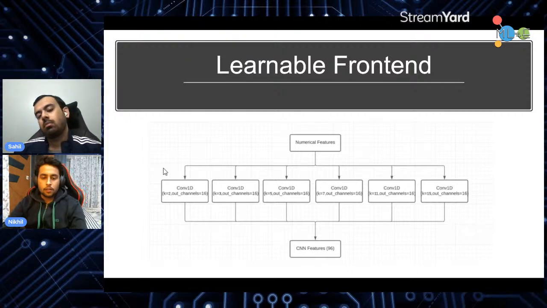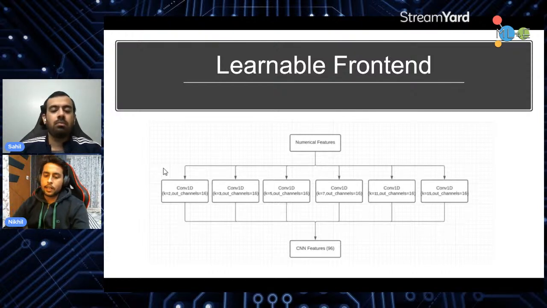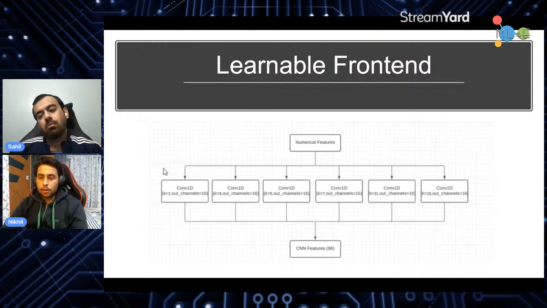Okay, so this is how our learnable front end looked. Instead of using only one CNN with a fixed kernel size, or window size, we tried multiple window sizes. The intuition behind this is that you don't only want the very closest nearest neighbors to collect information. You also want to go farther and collect information from there.